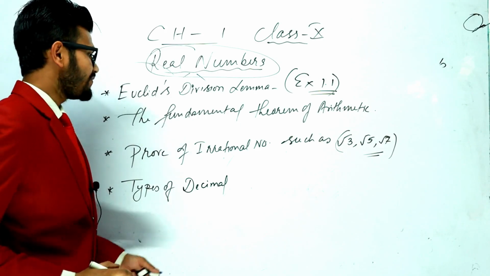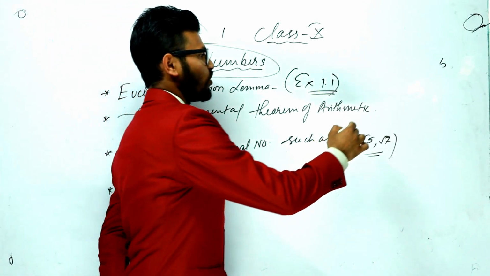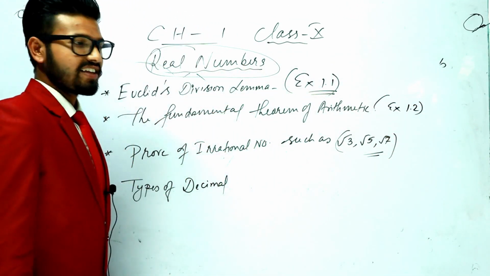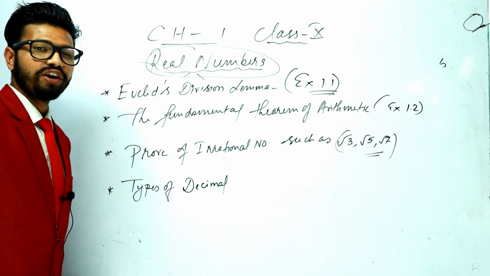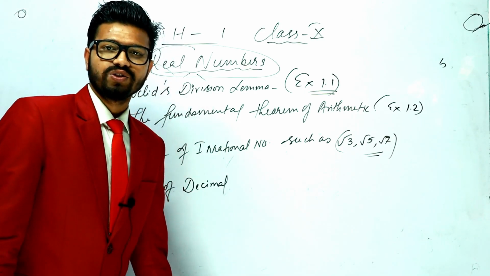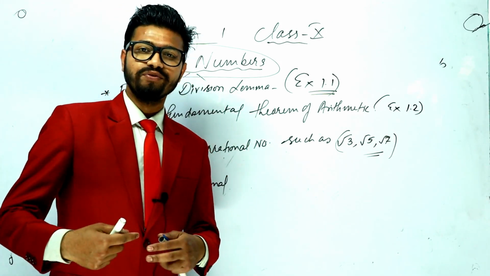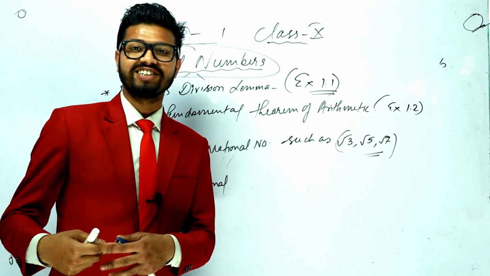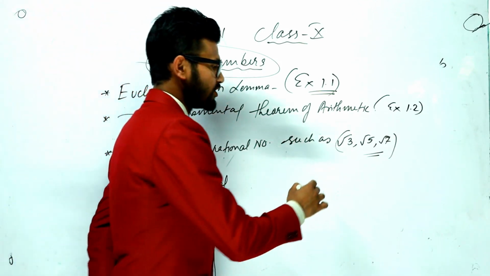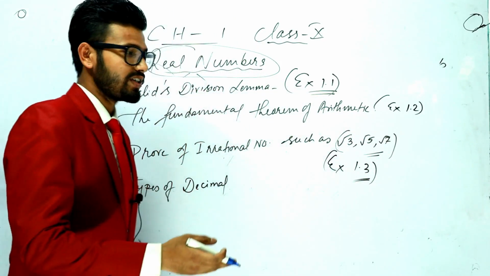The next topic will be the fundamental theorem of arithmetic, and that whole exercise 1.2 is based on it. The third topic is the proof of irrational numbers, such as root 2, root 3, root 5, root 7. In this topic we will learn to prove that those numbers are really irrational. Based on this topic, we deal with exercise 1.3, which is totally based on it.